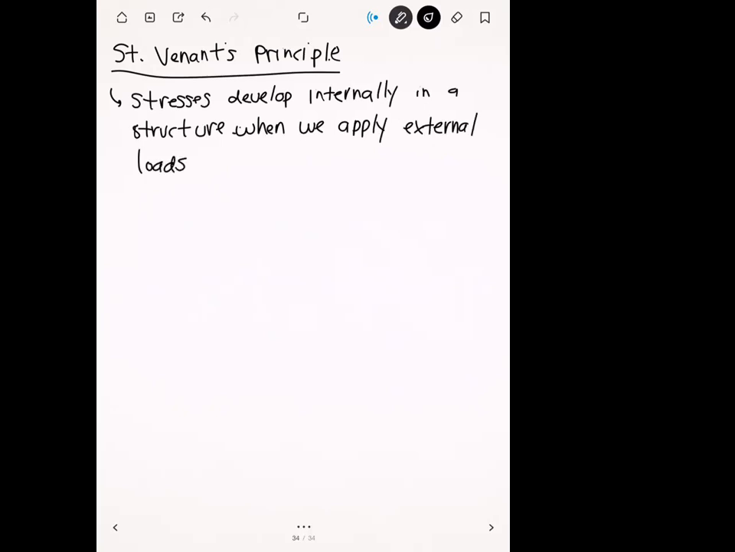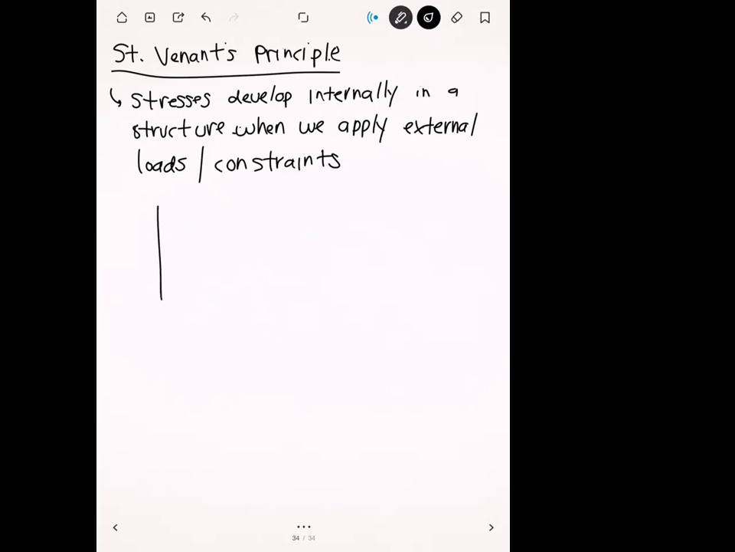I should say external loads and constraints. And we know that the structures have to do this in order to maintain equilibrium. And so as an example, let me do a different example.